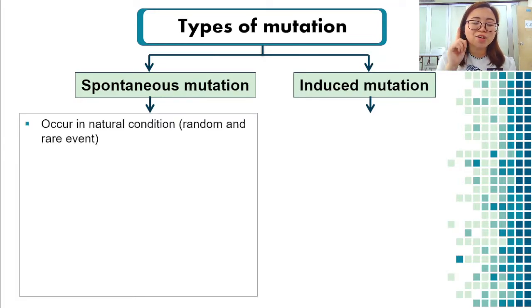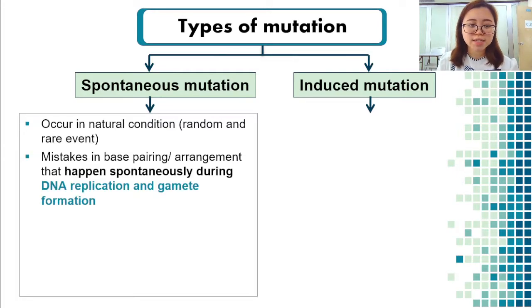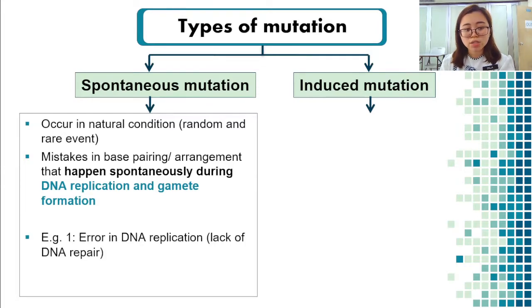Spontaneous means it can occur spontaneously, randomly. Secara spontan dia boleh berlaku bila-bila masa. It occurs in natural conditions, they are random and rare events. So examples where spontaneous mutations could occur is because of mistakes in base pairing or arrangement that can happen spontaneously during DNA replication. And also it can occur during gamete formation caused by non-disjunction during meiosis or mitosis.